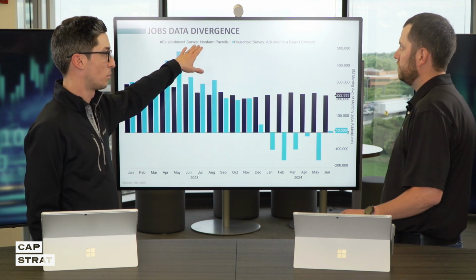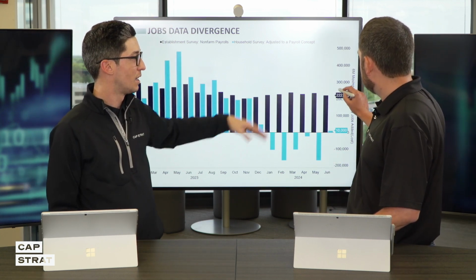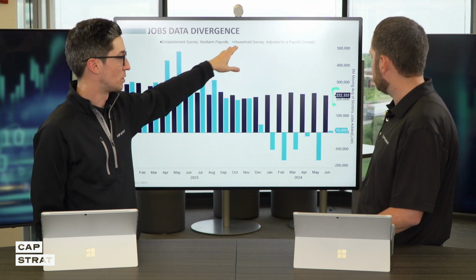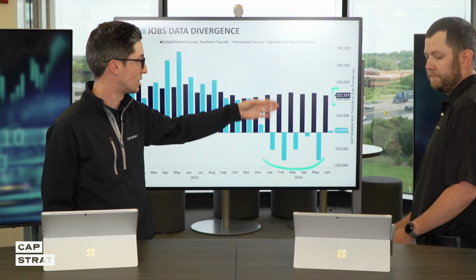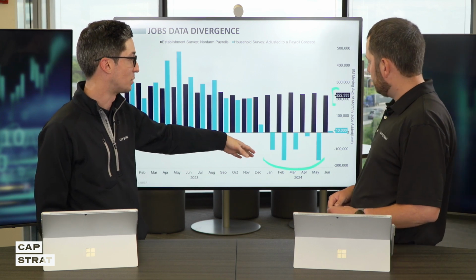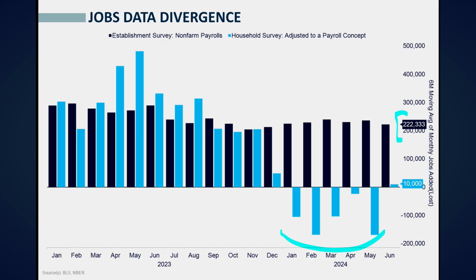The non-farm payrolls report, the establishment survey, what's happening is everything's perfectly fine. And then if you look at the household survey, everything is not fine. Actually, these are recessionary type conditions. This is the 6-month moving average of monthly jobs added or lost. One says, hey, we're already in a recession, Fed, why aren't you cutting? The other says, hey, everything's just fine.